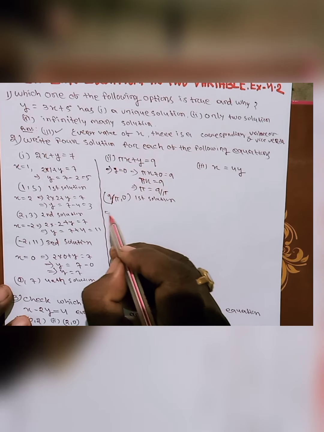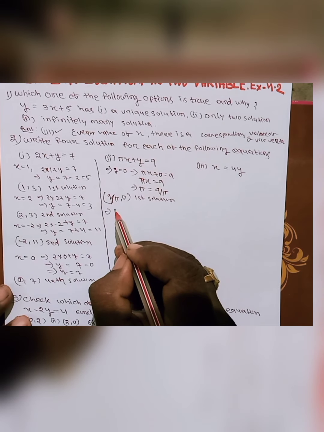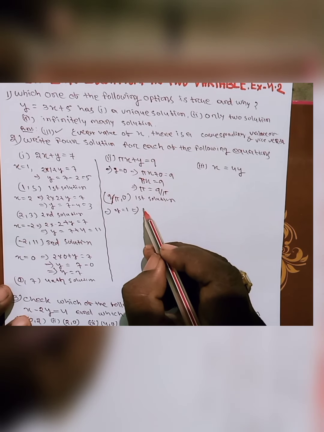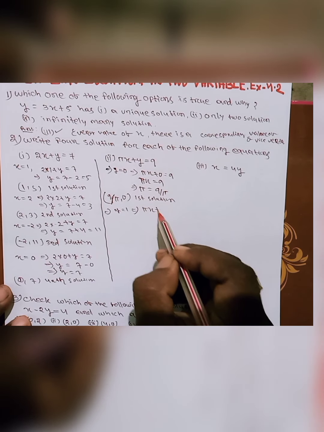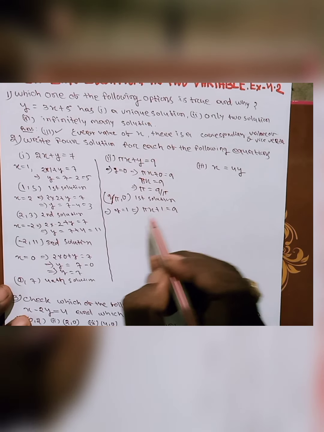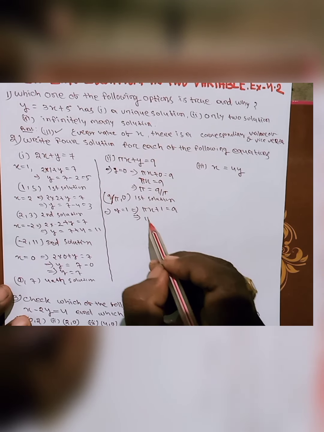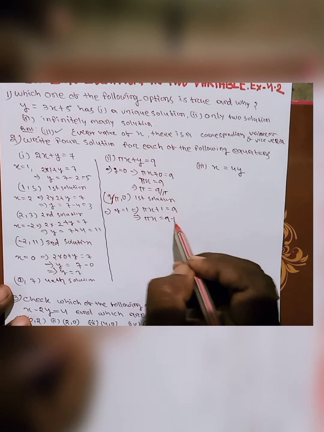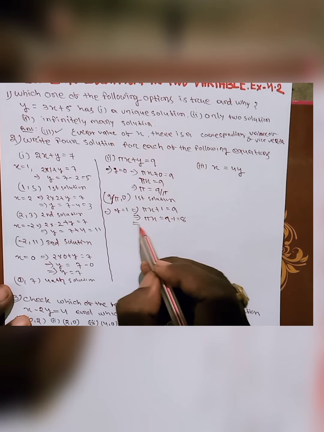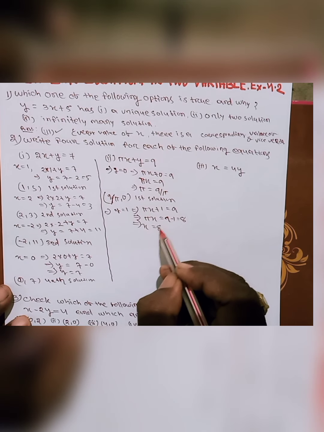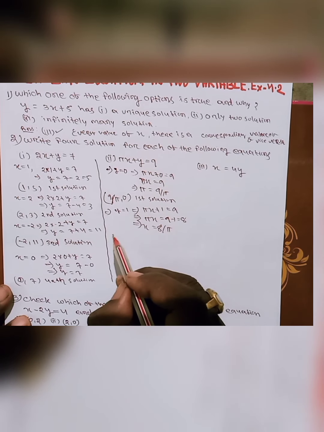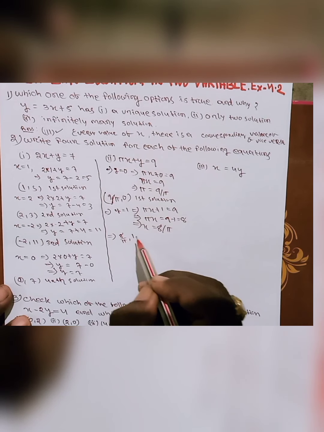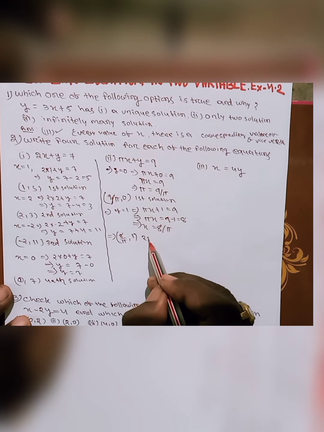Take another value of y. Suppose y is equal to 1. Put the value in the given equation: pi x plus 1 equal to 9, implies that pi x equal to 9 minus 1, 8, implies that x is equal to 8 by pi. Then 8 by pi and 1 is the second solution.